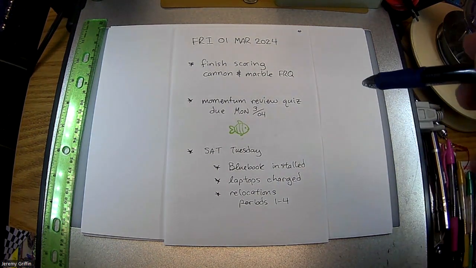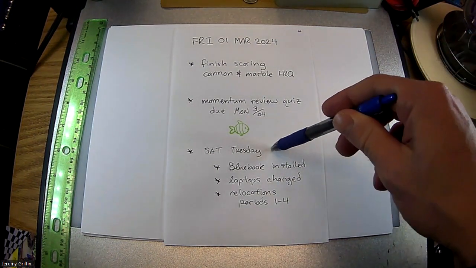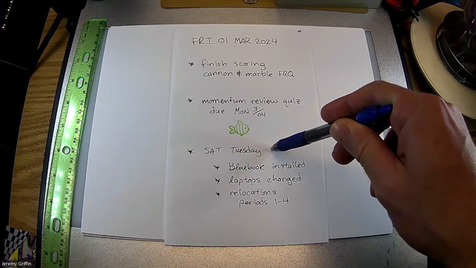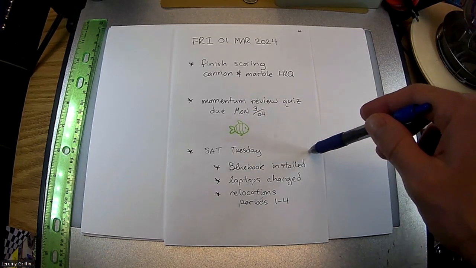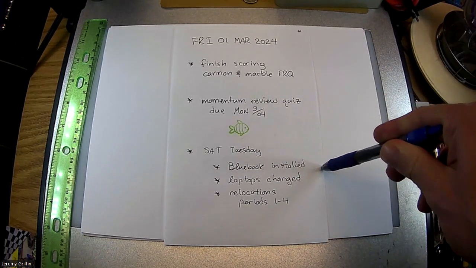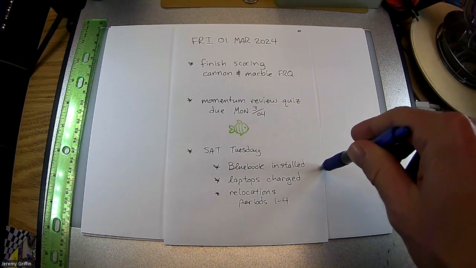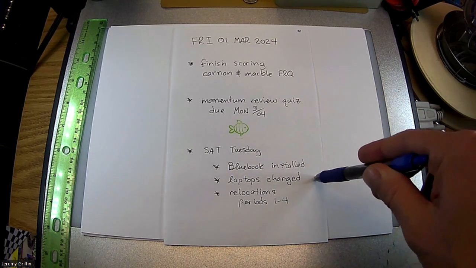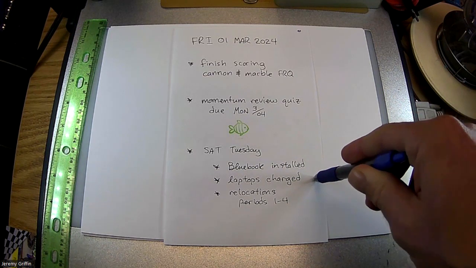You remember, coming up on Tuesday is the SAT for most of you. Maybe a couple of you aren't taking it, but almost everybody is. You're juniors. Make sure Bluebook is installed on your laptops. That's how you're going to take the SAT. Make sure that you come to school Tuesday morning with your laptops fully charged.